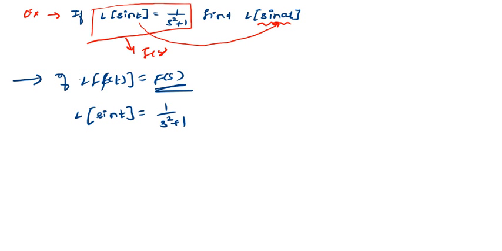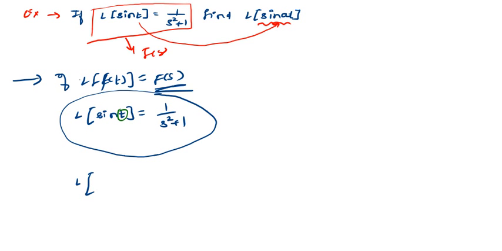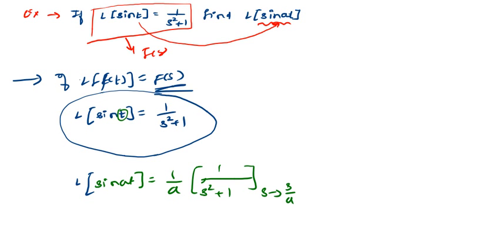Using this, what we need to calculate is L of sin at. So you will change the scale from t to at, so this t will get replaced by at, and this will be sin at. What will change in the RHS? Divided by a, and in this f of s, replace s by s by a. So this will be 1 by a, 1 upon (s by a) square plus 1.